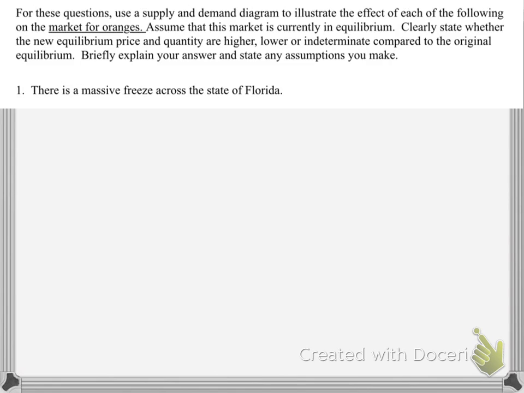Use a supply and demand diagram to illustrate the effect on the market for oranges. Assume it's currently at equilibrium, and determine whether the equilibrium price is higher, lower, or indeterminate, and then explain your answer. Okay, so first one, there's a massive freeze across the state of Florida. So we're Orange Company, and there's a massive freeze. So what's going to happen?